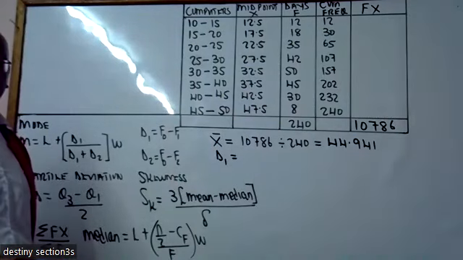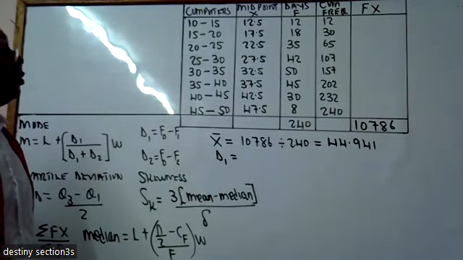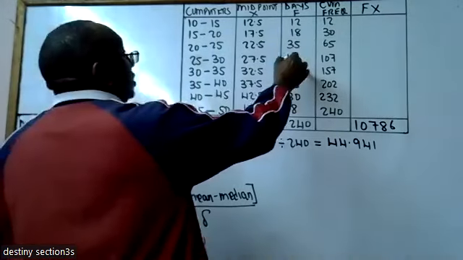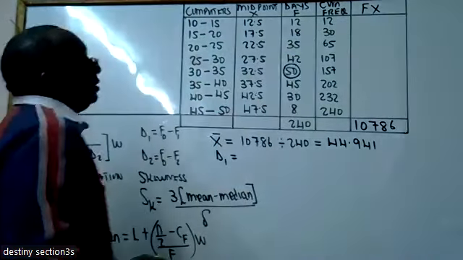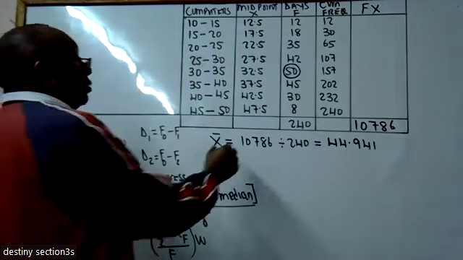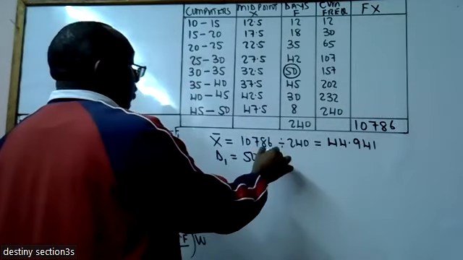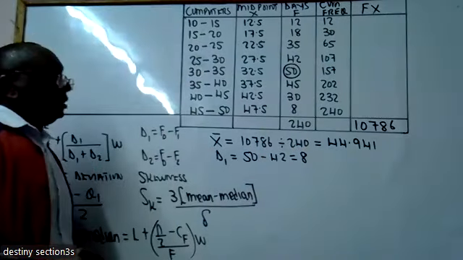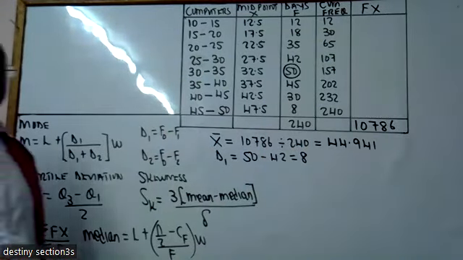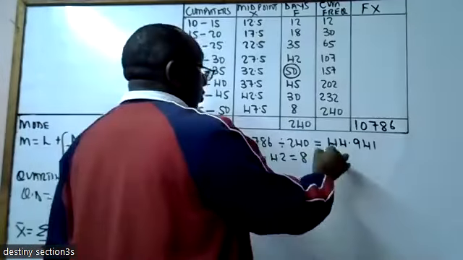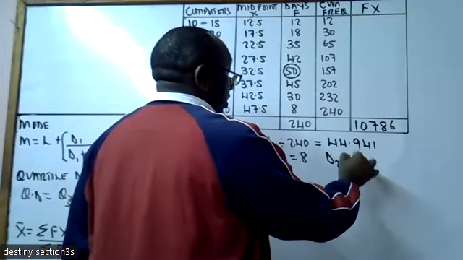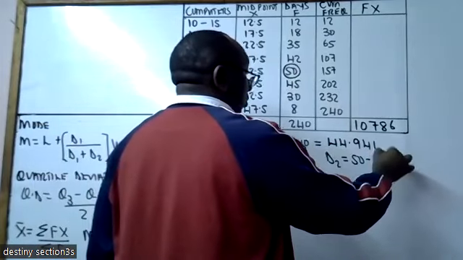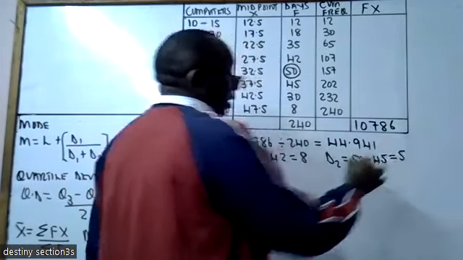D1, you go to where there is the highest frequency. The highest frequency of all these is this one, 50. So it will be 50 minus 42, that is 8. That is D1. D2 is 50 minus this one, 45, that is 5.